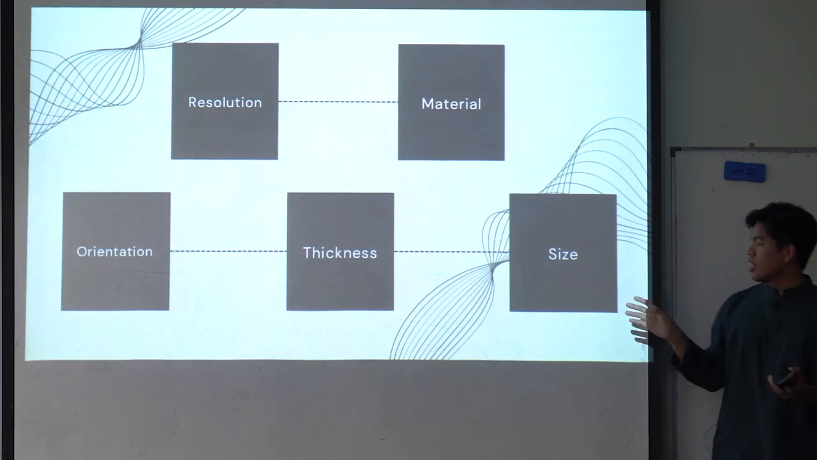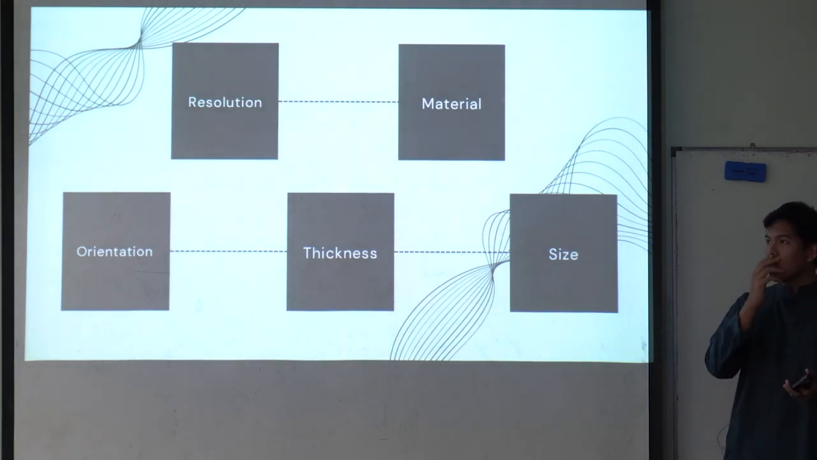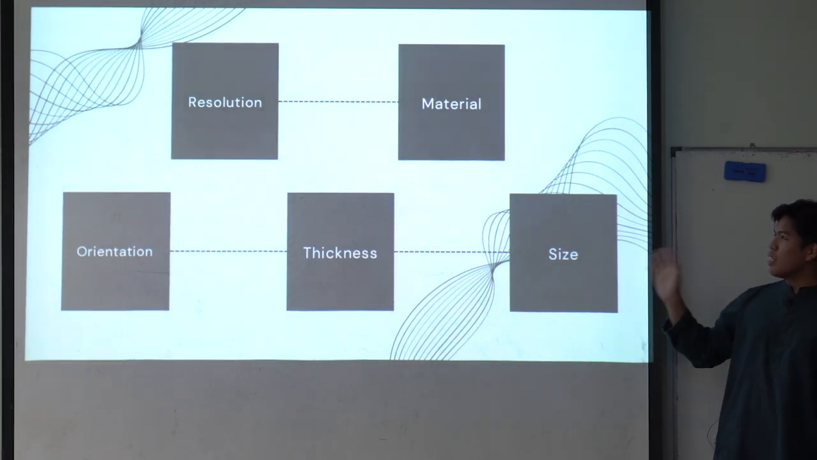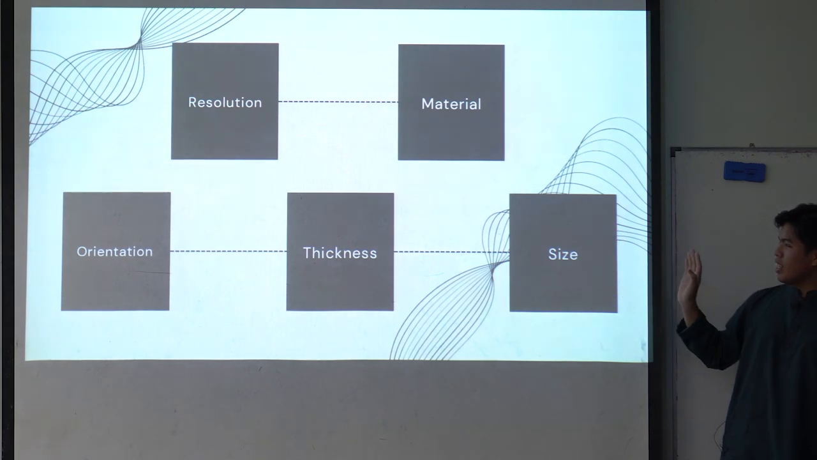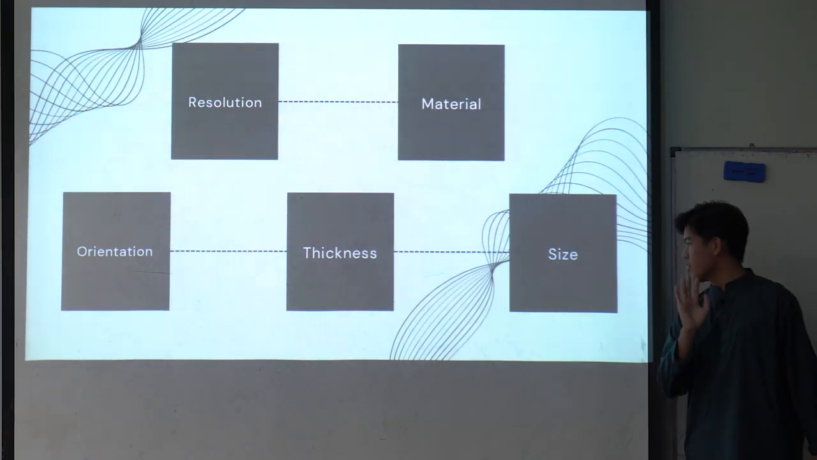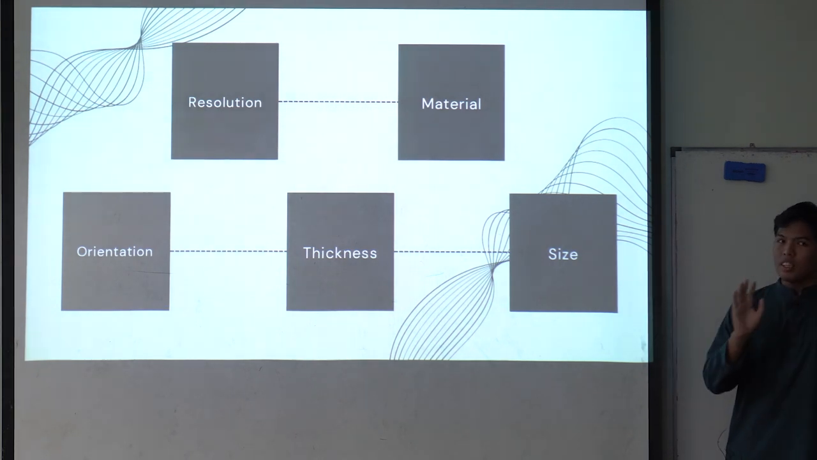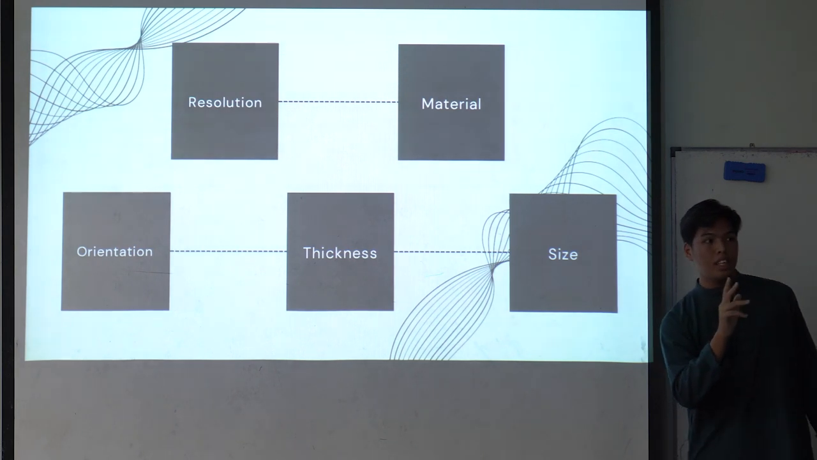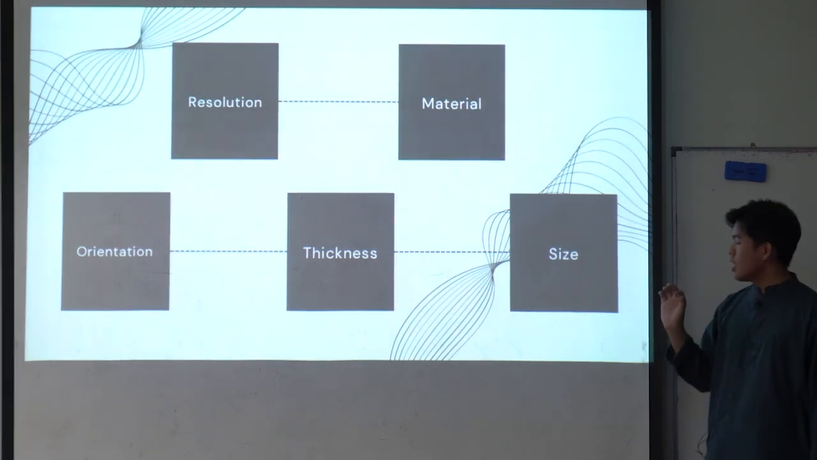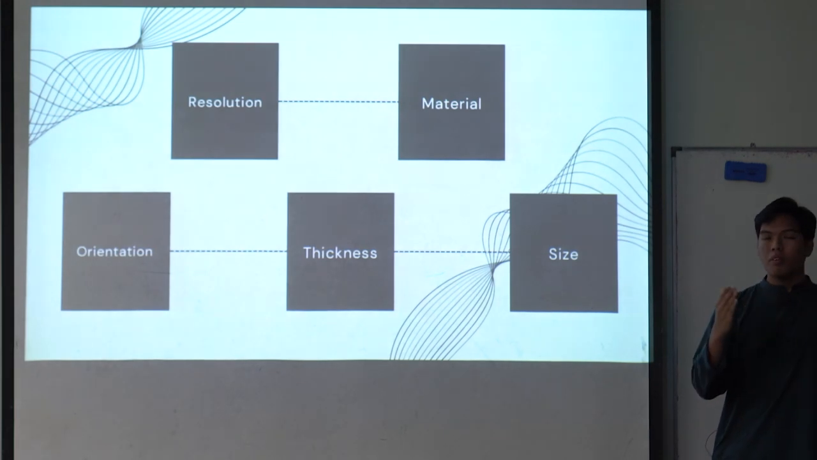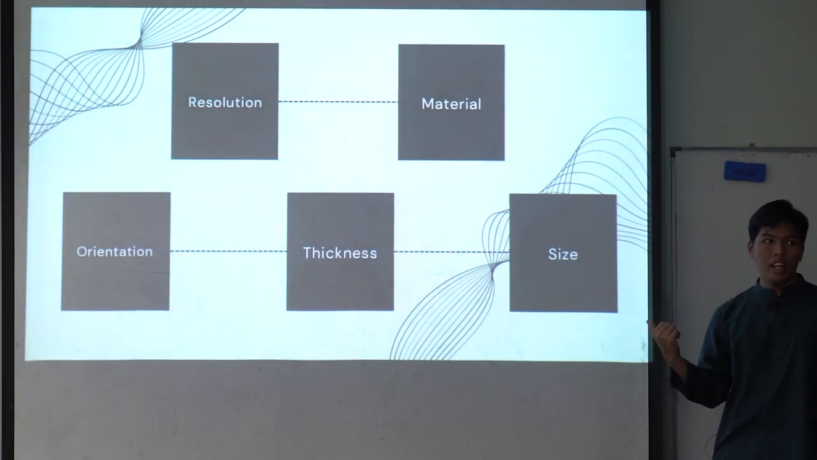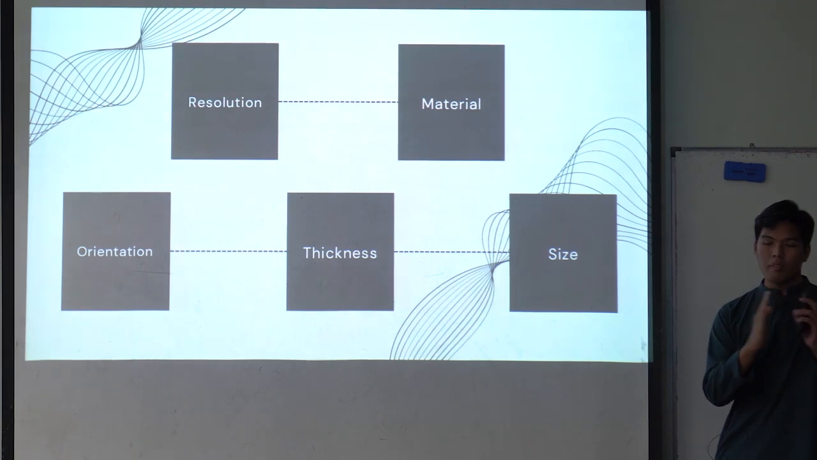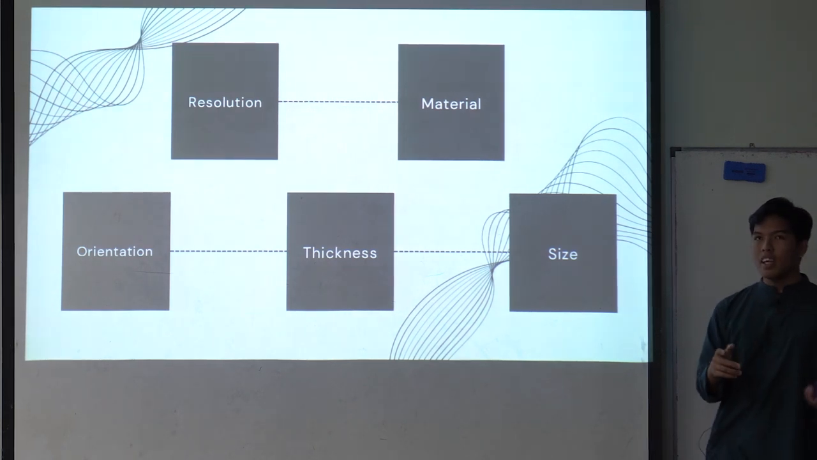Okay, that's about thickness. The last one is size. Size actually is the first part, but sorry about that. So the maximum size that can be produced from FDM 3D printing is 16 inches by 14 inches by 16 inches. It's quite large. But if you want to make something larger than that scale, you need to break it into parts.